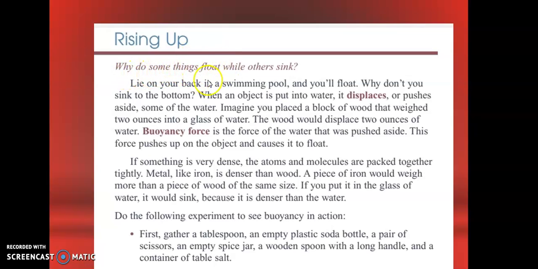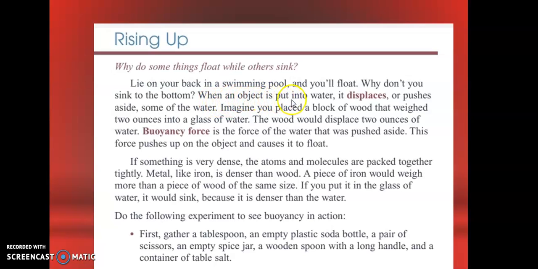Why do some things float while others sink? What does float mean? It is when an object is on the water and it is not going to go to the bottom or under. And what does sink mean? The opposite of float. Something that is not going to float is going to be inside the water. Lie on your back in a swimming pool. If you float, why don't you sink to the bottom?